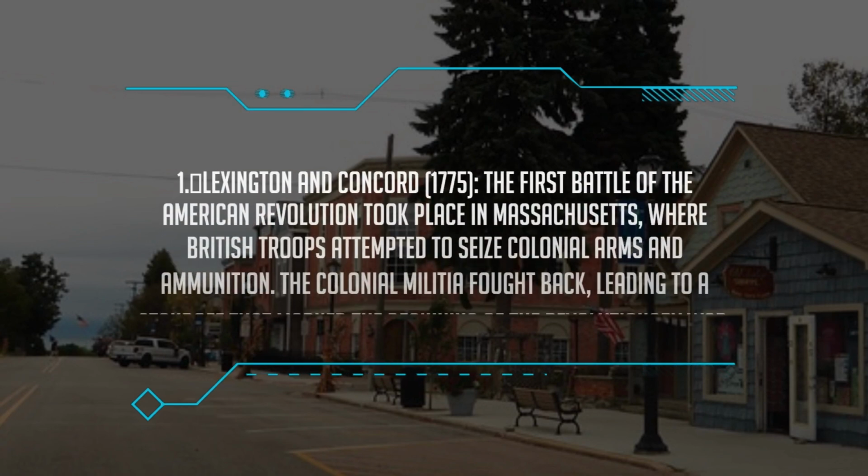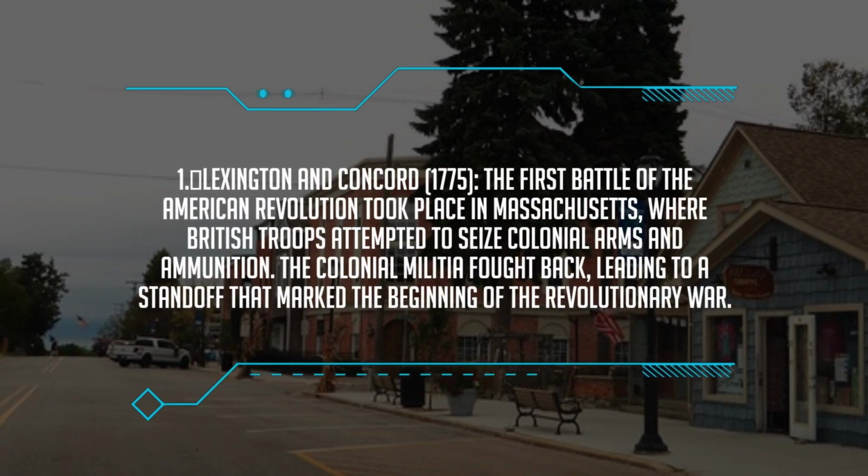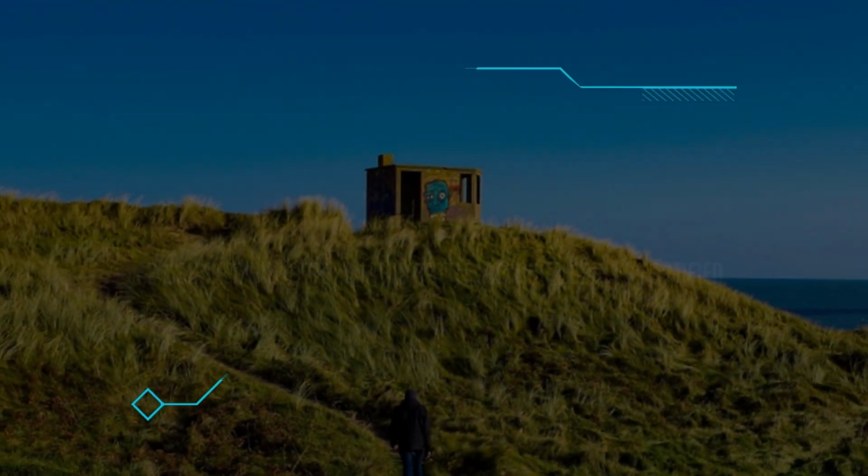1. Lexington and Concord, 1775. The first battle of the American Revolution took place in Massachusetts, where British troops attempted to seize colonial arms and ammunition. The colonial militia fought back, leading to a standoff that marked the beginning of the Revolutionary War.